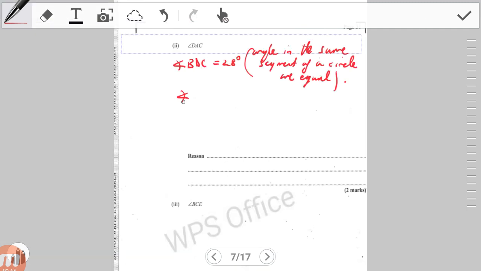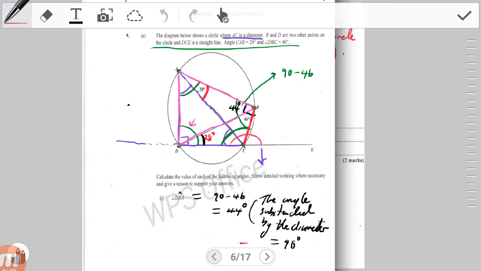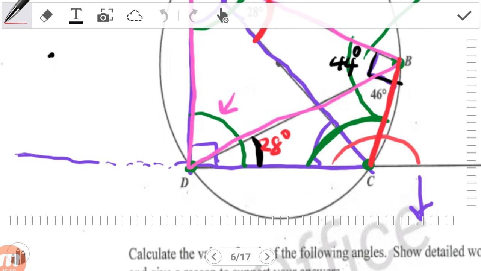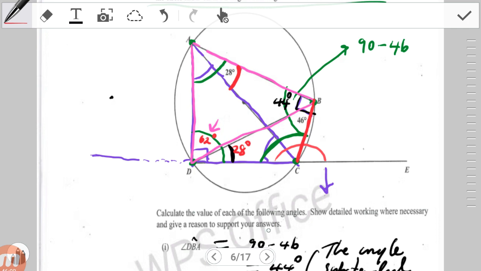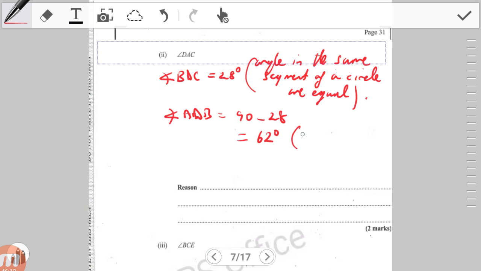All right, so this means now that angle ADB is equal to 90 take away 28. And you're going to find that this is going to be 62 degrees. So this angle in here is going to be 62 degrees. And if you want to give a reason, you could say that the angles are complementary. And we know that complementary angles add up to 180. So a reason for that would have been that they are complementary angles.